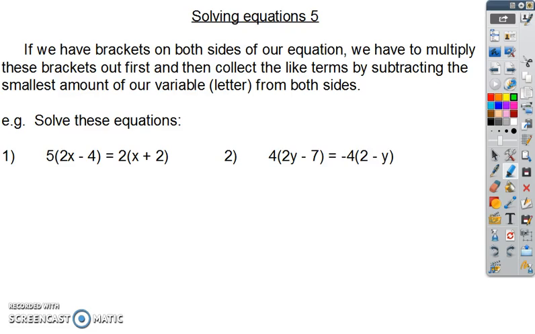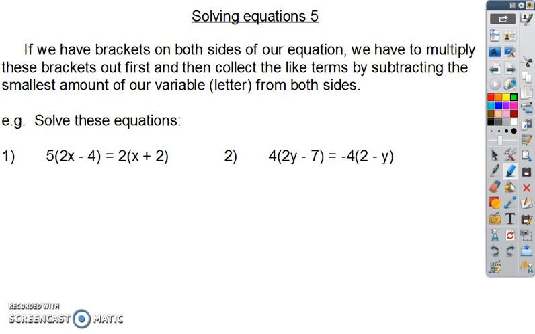Solving equations 5. If we have brackets on both sides of our equation, we have to multiply these brackets out first and then collect together the like terms by subtracting the smallest amount of our variable, that's a mathematical name for a letter in a piece of algebra, from both sides. This can be quite a long operation, guys, so please bear with me.